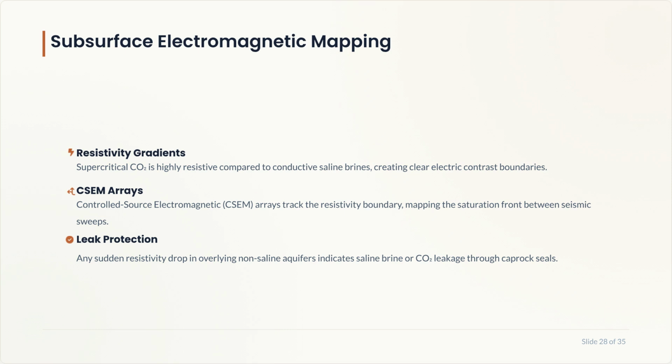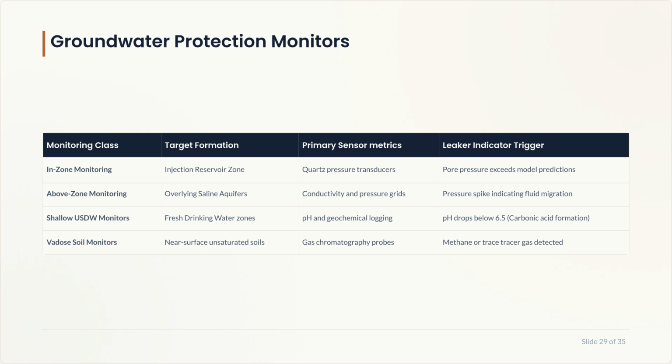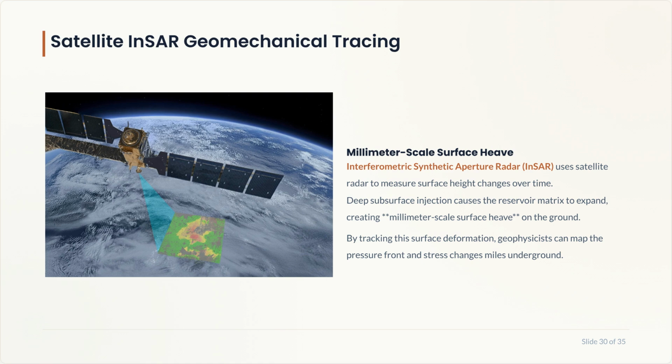Electromagnetic mapping provides further verification. Since supercritical CO₂ is highly resistive, CSEM arrays can map saturation fronts and help identify any brine leakage into overlying aquifers. Groundwater protection monitors are essential components of a robust MVA strategy, ensuring that injection activities do not impact local water quality or shallow aquifers. Finally, InSAR satellite technology measures millimeter-scale surface heave caused by subsurface matrix expansion, providing a non-invasive way to monitor pressure changes deep within the reservoir.